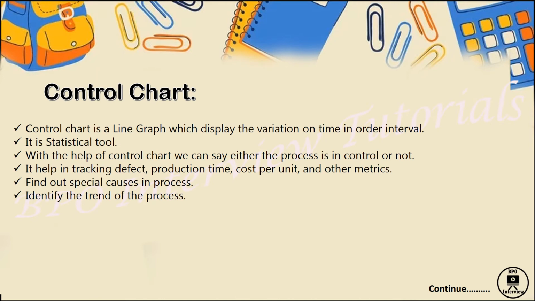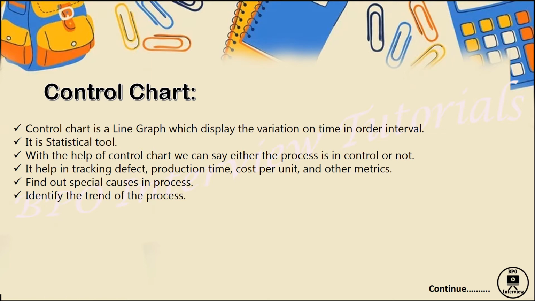Basic introduction. Control chart is a line graph which basically displays the variation over time in an ordered interval. I'll explain what this control chart is. Basically, we are working with one particular process, Amazon for example. While working with the process, there will be some ups and downs in the process, maybe defect, maybe performance. To identify the variations in the process in terms of defect, performance, attendance, many things, we can justify with the help of a control chart.